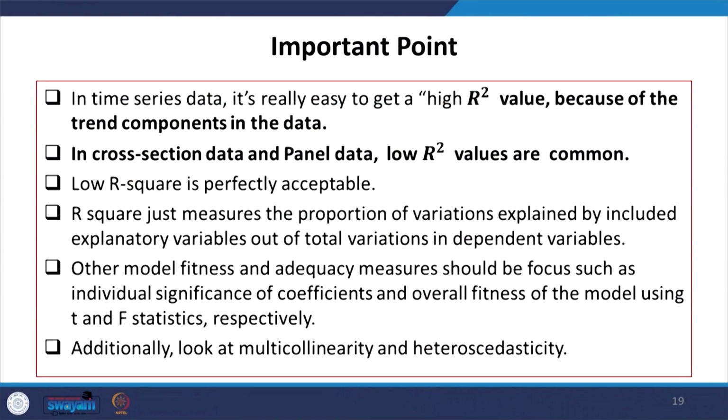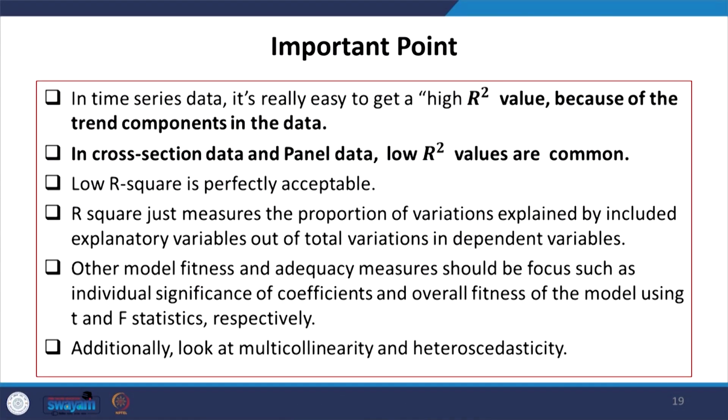In time series data, it is really easy to get a high R square value because of the trend components in the data. But in cross section data and panel data, we usually get low values of R square, and this is quite common. Low R square is perfectly acceptable. It is not going to be problematic.